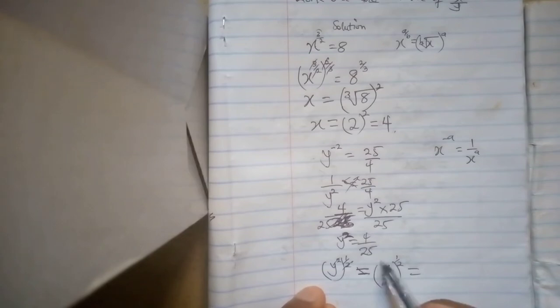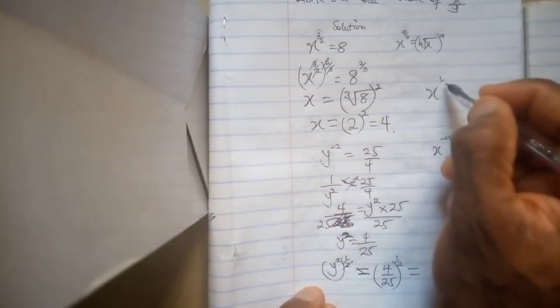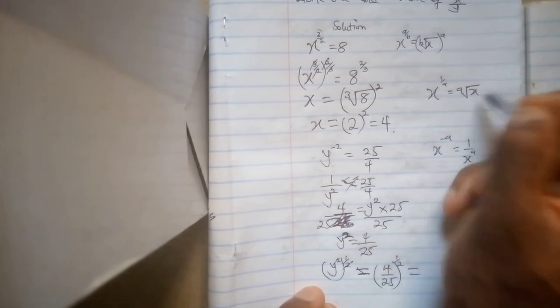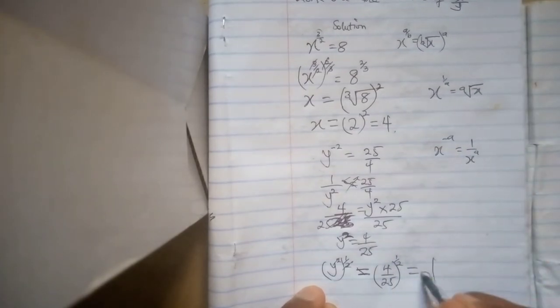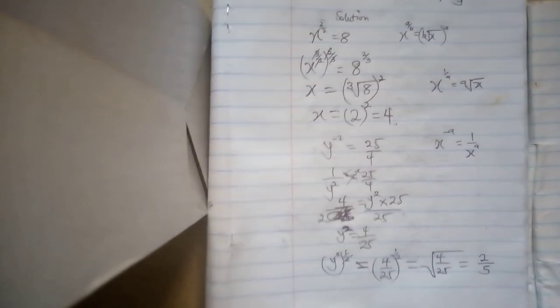But what will happen here? See this law. Just apply it here. So you have the square root of 4 over 25, which will give you what? 2 over 5. But is that your answer? No, of course not. This is the value of y actually.